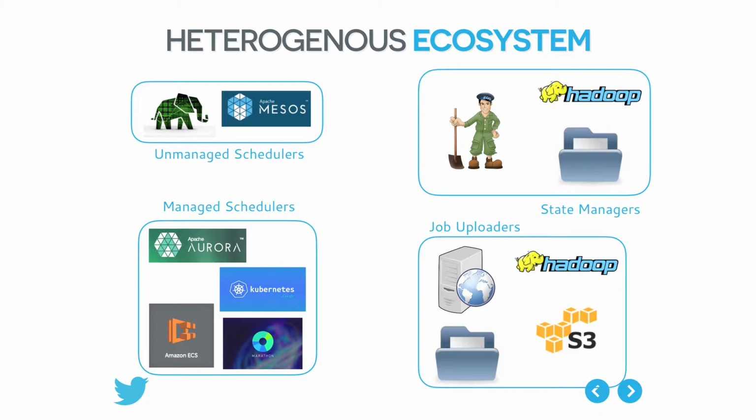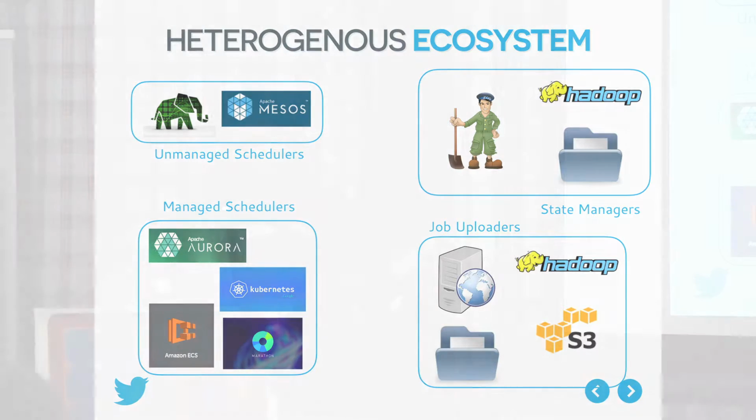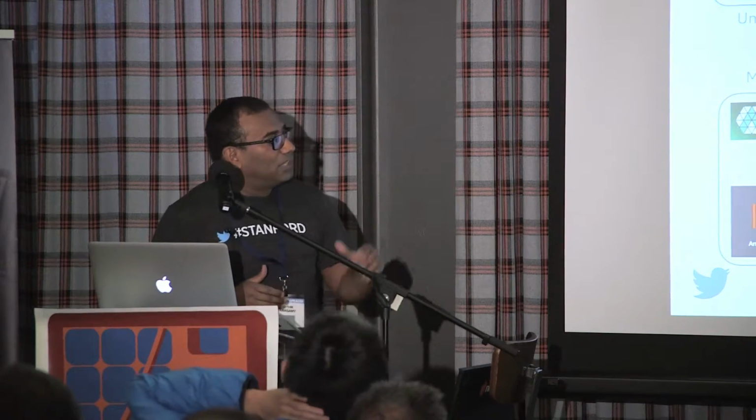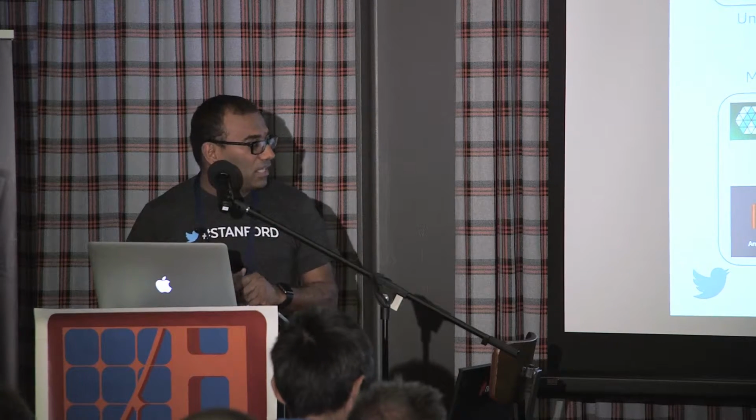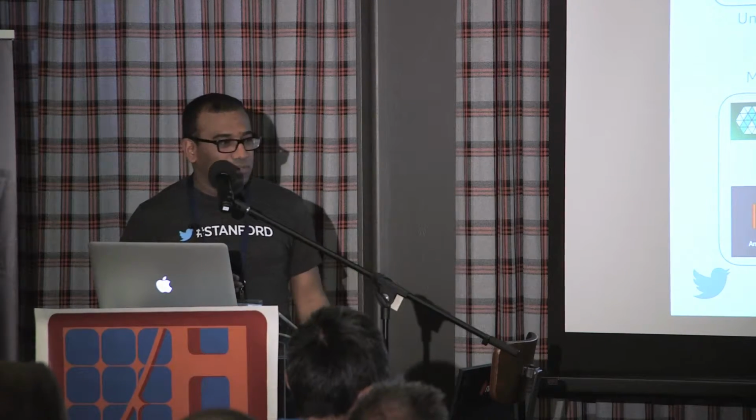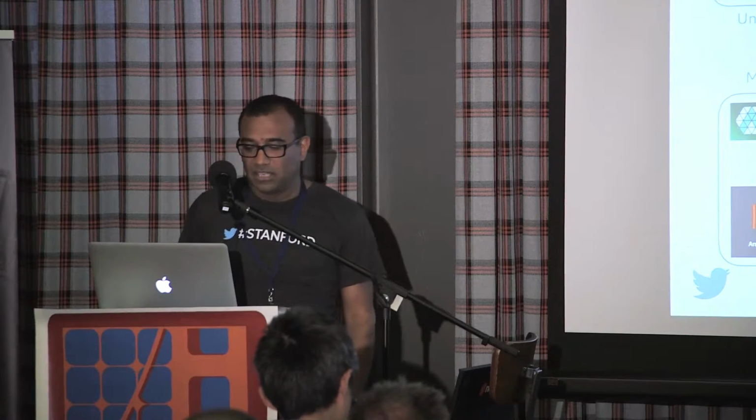The big data ecosystem is continuously evolving. A lot of new technologies are coming in and going away, right? As you can see, the heterogeneous system with respect to Heron has multiple schedulers, like managed schedulers and unmanaged schedulers, then the state managers, which could be Zookeeper or even a local file system or even Hadoop, which provides some kind of synchronization mechanism. And the job uploaders: once you have your jar, how do you upload that jar? That could be anything from S3 to a local file system or even Hadoop in this case.